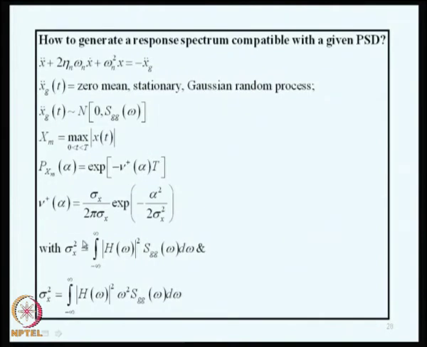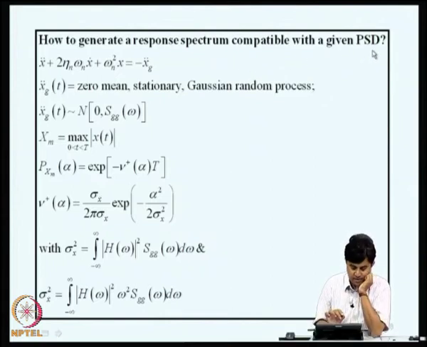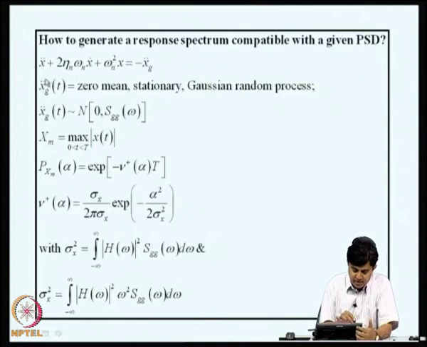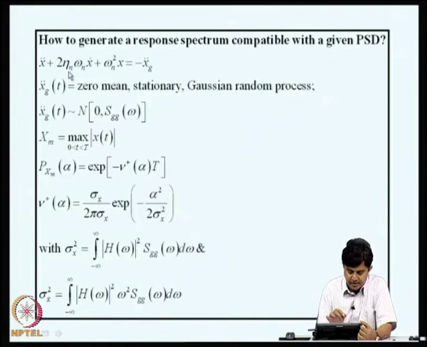So, we will consider now a few questions. How to generate a response spectrum compatible with a given power spectral density function? That would mean we will consider the dynamics of a single degree freedom system with natural frequency omega n and damping eta n, and subject it to the action of a ground acceleration xg double dot of t. We model the ground acceleration as a zero mean stationary Gaussian random process. It is described in terms of its power spectral density. N here is the normal probability distribution, 0 is the mean, and this is the power spectral density function.